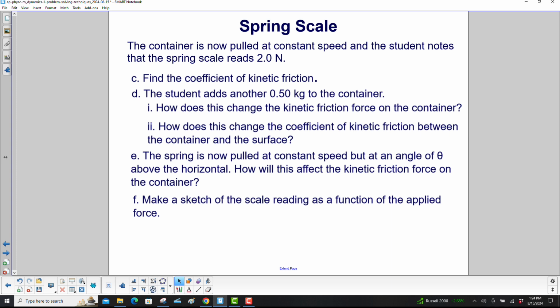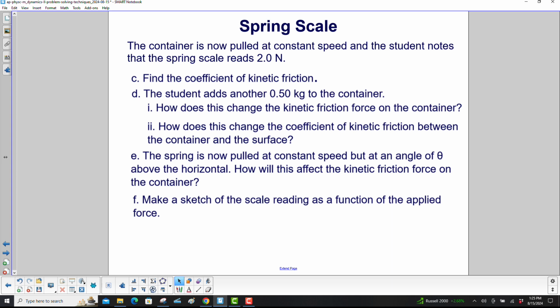D. The student adds another 0.50 kilogram to the container. I. How does this change the kinetic friction force on the container? II. How does this change the coefficient of kinetic friction between the container and the surface?